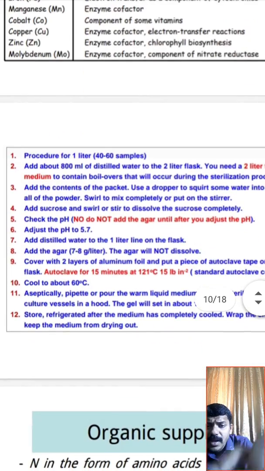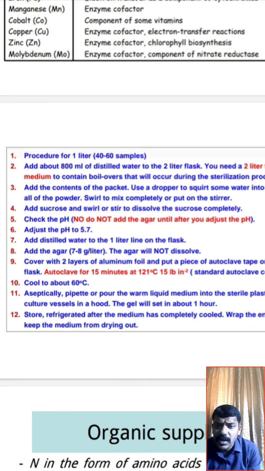Now, how to prepare a tissue culture media? It is the procedure for 1 liter. For example, add about 800 ml of distilled water to 2 liter flask. Then you have to add other contents. You have to check pH.